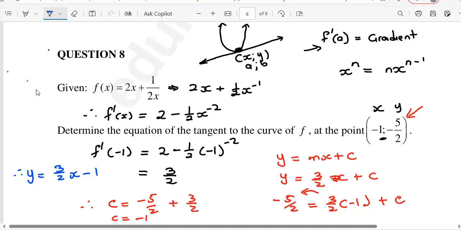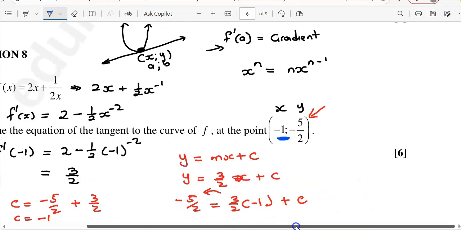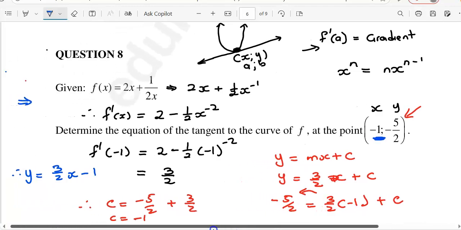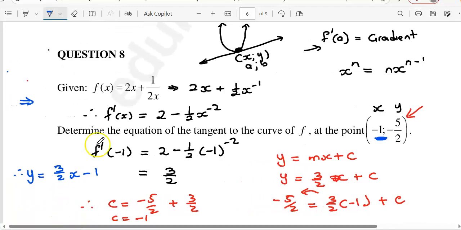The most important thing is for you to first find the derivative. When you have the derivative, you take the x coordinate of the point of contact, you substitute it on the derivative to find your gradient. And that's it for this problem. You have your 6 marks. That's easy 6 marks. If you can follow all these steps, you're going to collect all the 6 marks.